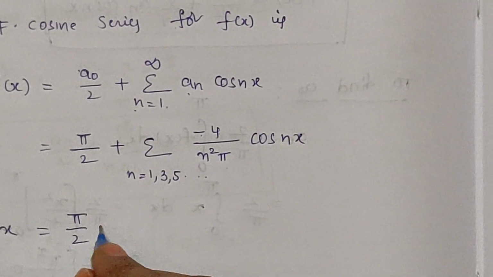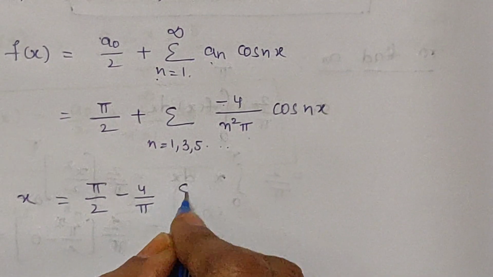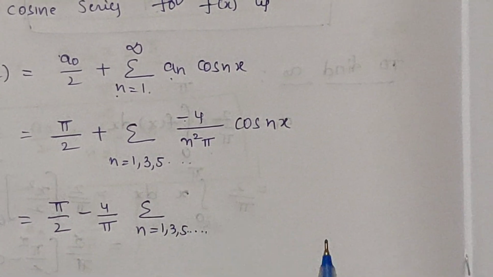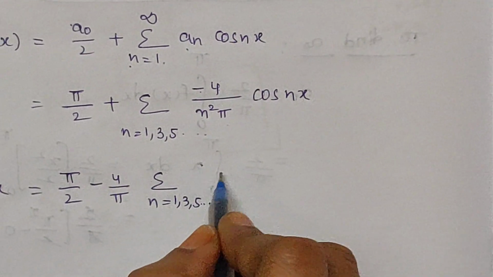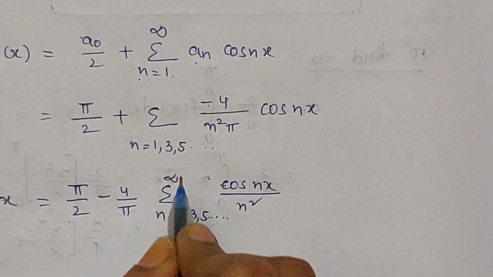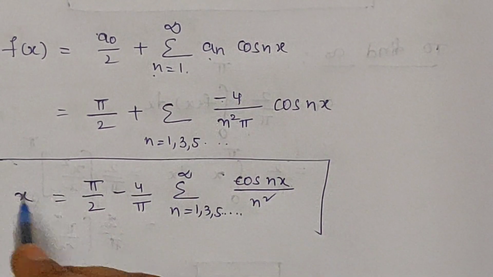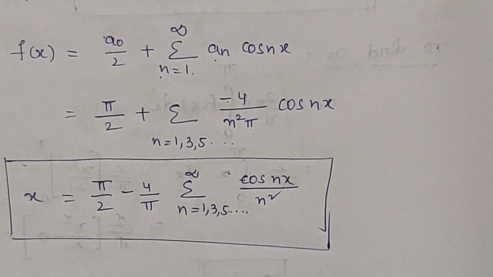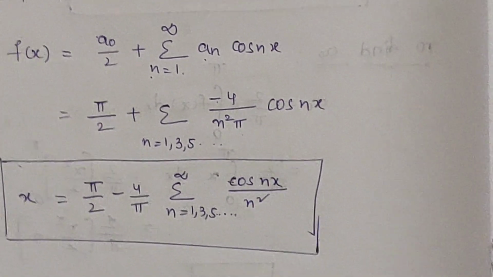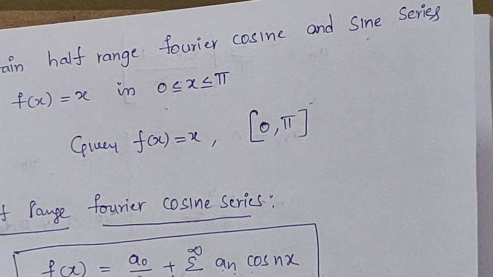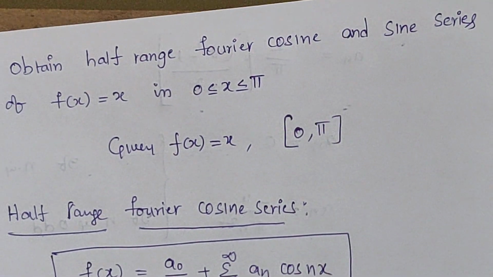Minus 4 by pi is free from n, so you may write it outside of the sigma notation. n equal to 1, 3, 5 cos nx by n square. This is the required half range Fourier cosine series to the function x. To the same problem, they ask to find half range Fourier cosine and sine series also.